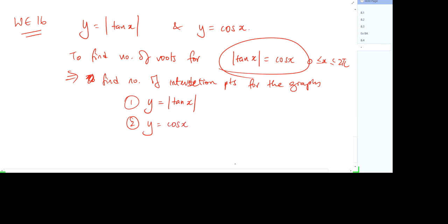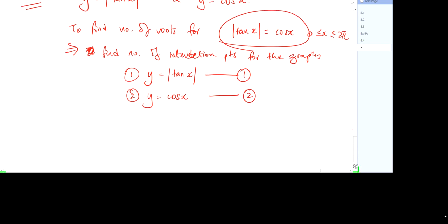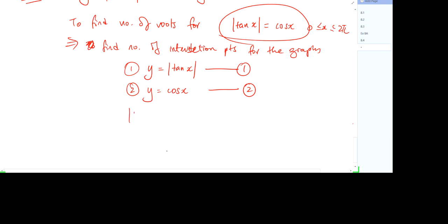Because if we were to solve these two equations simultaneously, we will obtain modulus tangent x equals cosine x, which is what is required in the question. So the number of intersection points will give us the number of solutions. Based on the graph, there are 2 points of intersection, so 2 roots. Okay?